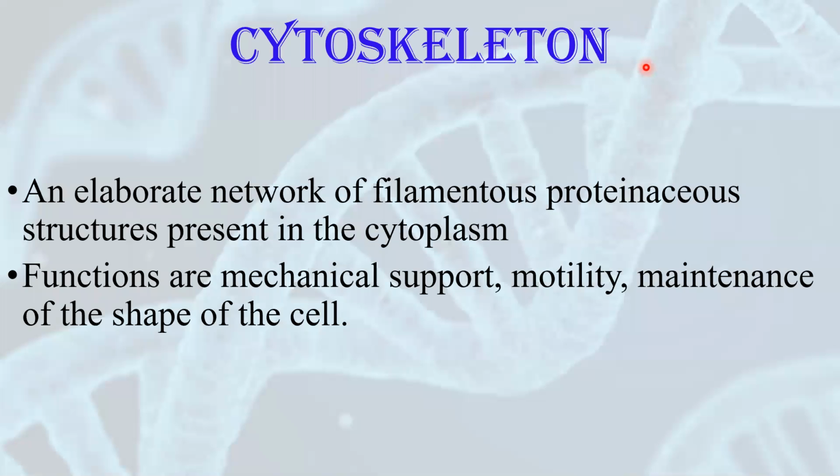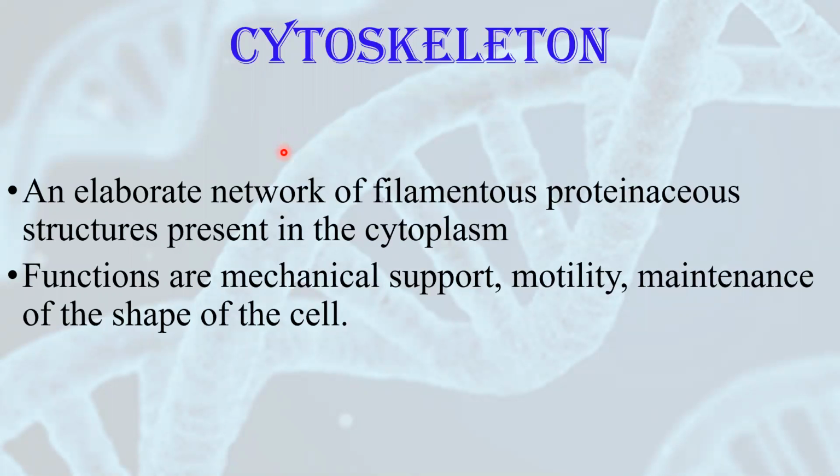Moving further, next organelle is cytoskeleton. Cyto means cell. Skeleton of the cell, that is known as cytoskeleton. It is an elaborate network of filamentous proteinaceous structures which are present inside the cytoplasm. Now, what is the function of skeleton in our body? Bones. It gives us support. It is responsible for our movement. It is also responsible for maintaining the posture of our body. Same thing the cytoskeleton will do in cell.